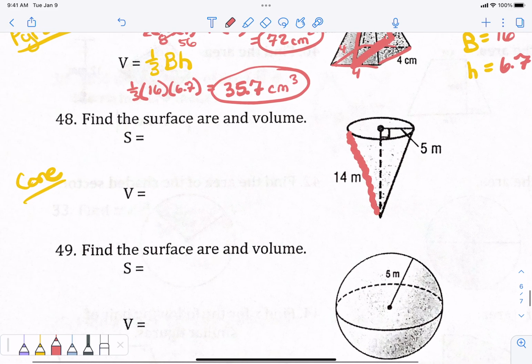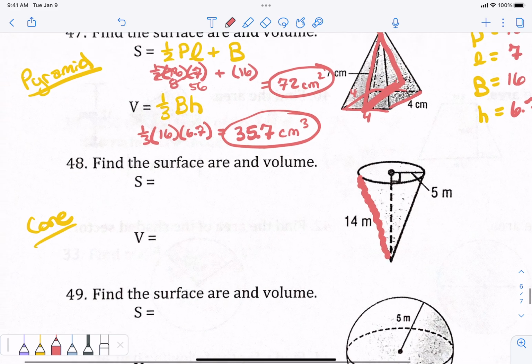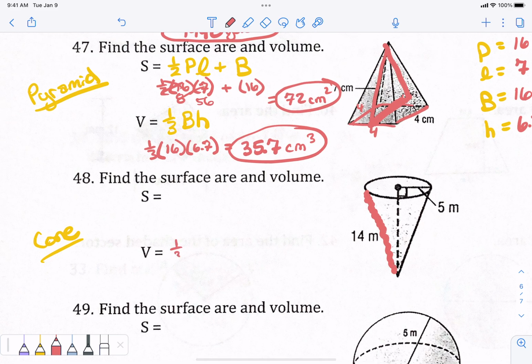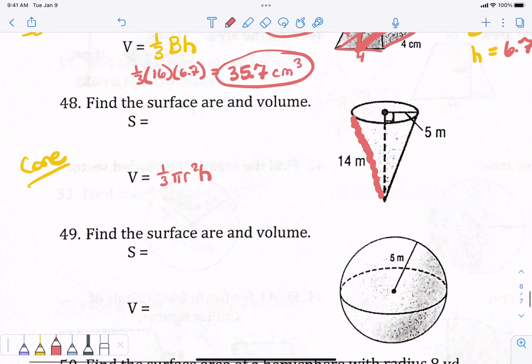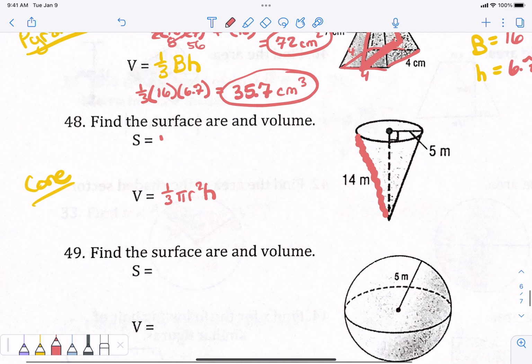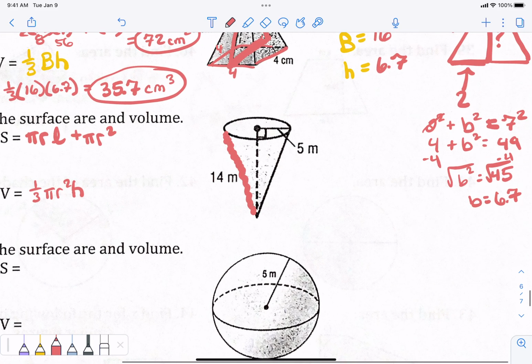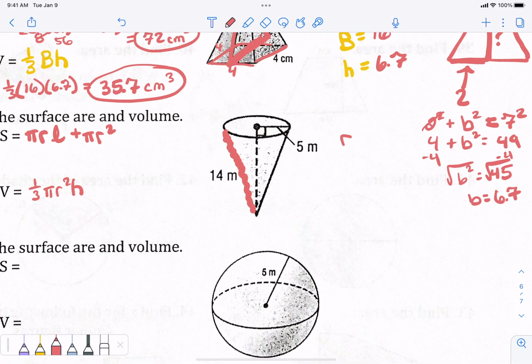So I know that the volume of a cone is 1/3 pi r squared h. I know that because it's 1/3 of the cylinder one. Surface area, I'm stuck though. Pi r slant height plus pi r squared. Okay, perfect. So things that we need: we need R, we need L, and we need H, and that's it.